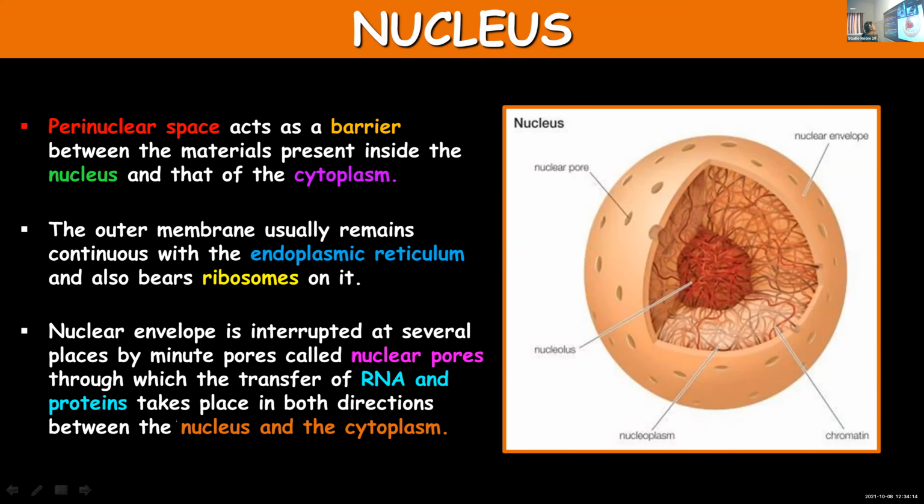And why are these nuclear pores essential? So that materials like RNA and proteins can be exchanged between nucleus and cytoplasm. If these pores are not there, the exchange of materials between the nucleus and cytoplasm cannot take place. So it is not an uninterrupted membrane. Scattered in this membrane, small openings are there which you call nuclear pores, and through these pores, materials like RNA and proteins get exchanged between the nucleus and cytoplasm.